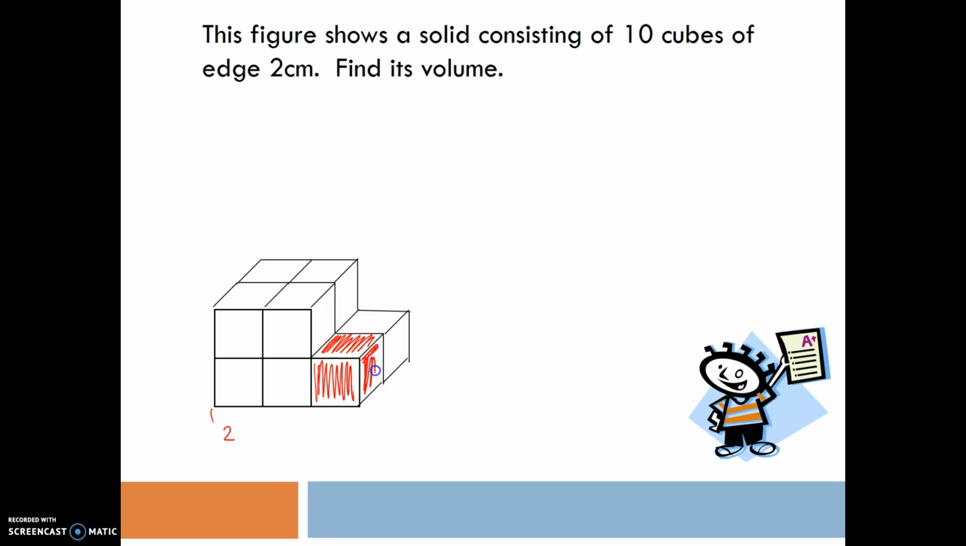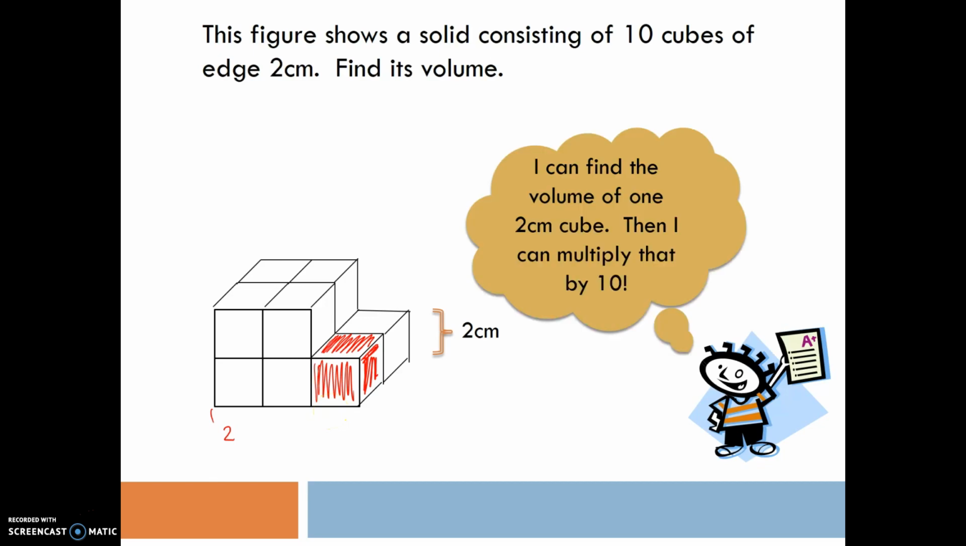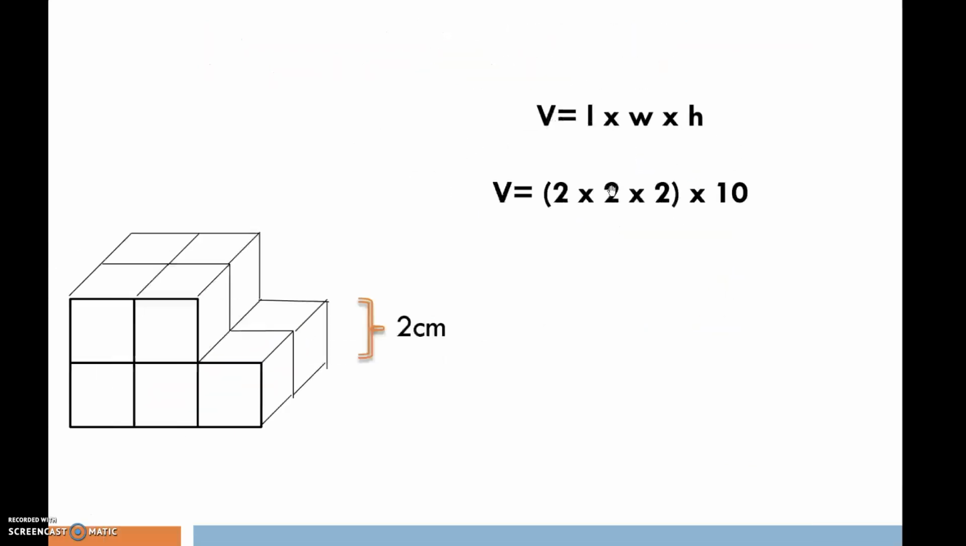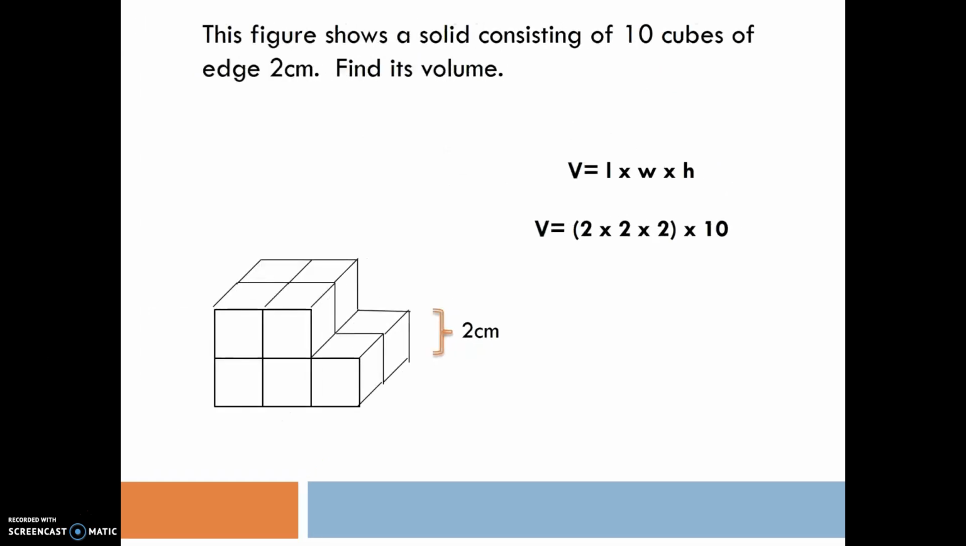which is not going to be 1 by 1 by 1. This time, we've got cubes with 2 centimeter edges. So we're going to find the volume of 1 cube first, and then we're going to multiply that by 10. All right, so let's substitute in our values. We've got 2 by 2 by 2, so we're going to multiply 2 times 2 times 2, and then we're going to multiply that times 10 to find the volume of the figure, because we have 10 cubes in there.